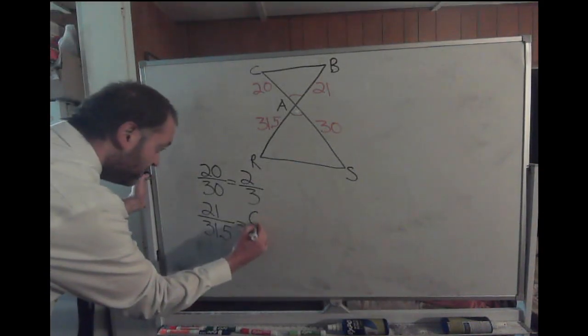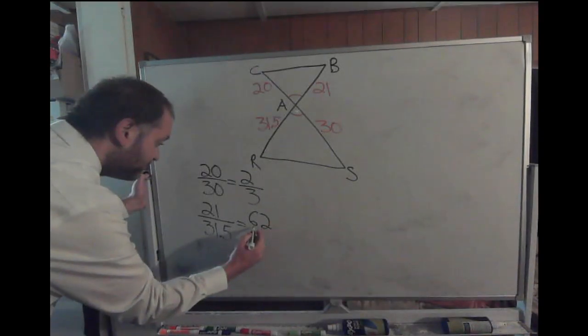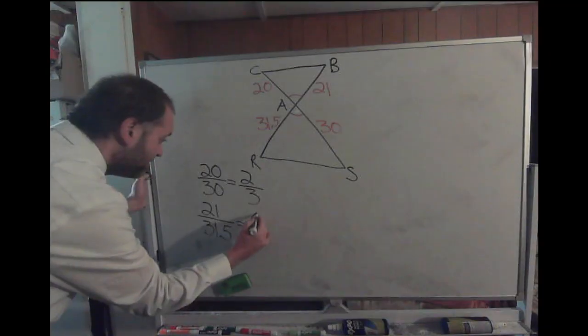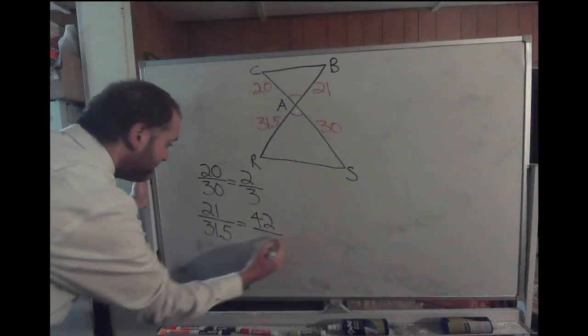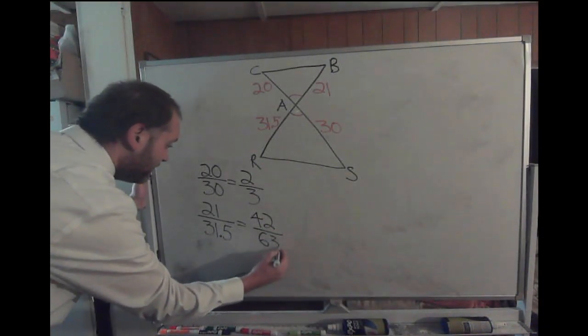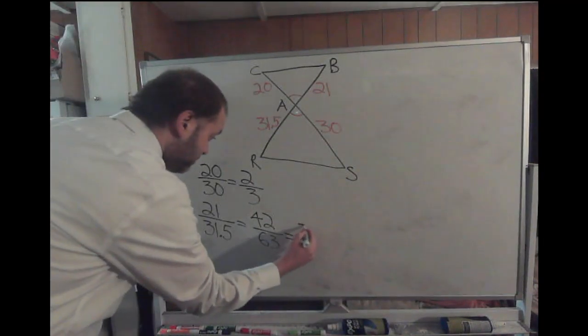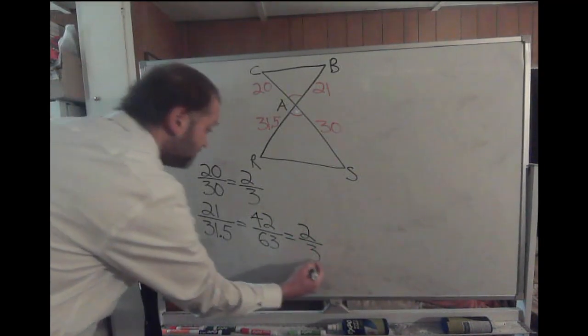That would end up giving you 62. No, it wouldn't. We're only multiplying by 2. Excuse me. That would give me 42 over 63. Which would reduce to 2 to 3.